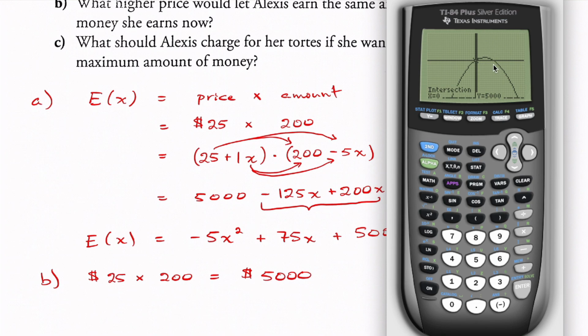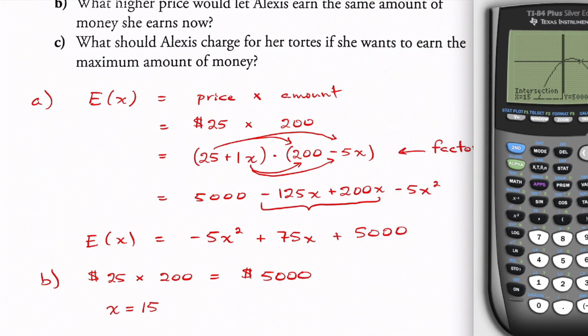Okay, now let's find this new one. So we'll click second, trace, intersect, number 5. But now we've got to move closer to that other point. So I'll move over, click enter, enter, enter. Okay, and now I got x is 15. So let's write that down. So we got x is equal to 15.